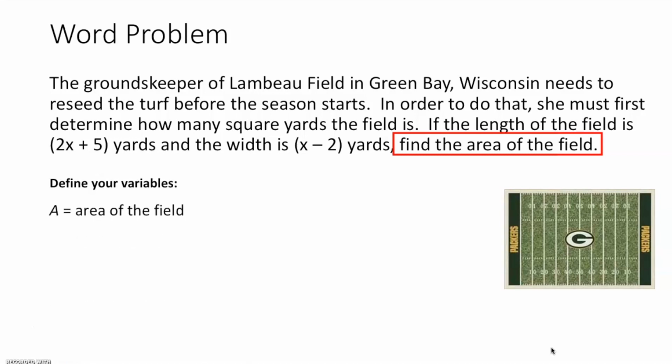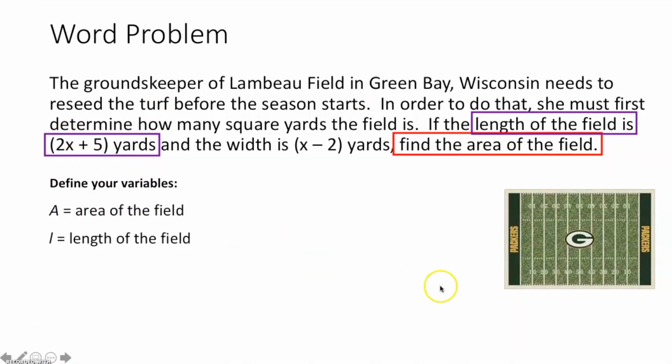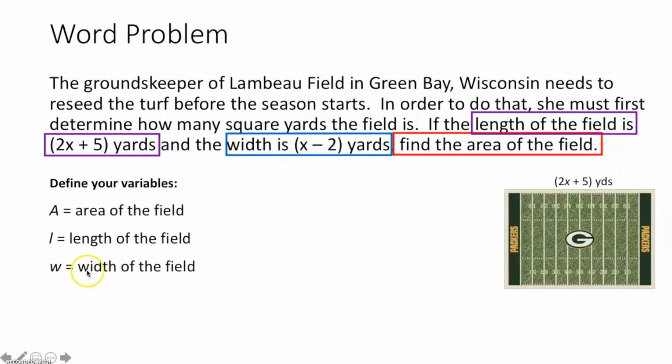Now there's got to be other variables, right? So in this problem, is there anything else we can use as a variable? Well, yeah, it says the length of the field is 2x plus 5 yards. So we'll say L is equal to the length of the field. And we could also label that over here because it gives us a value for that, 2x plus 5. So we'll write 2x plus 5 as the length of the field. It also says the width is x minus 2 yards. So we could say the width, W, is going to be another one of our variables. And we'll label that over here as well.